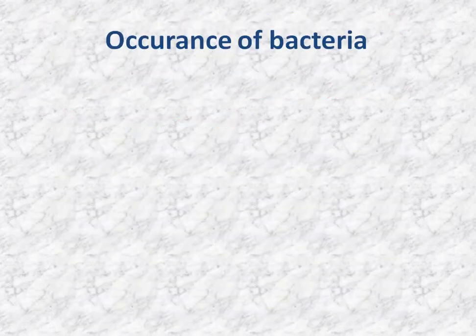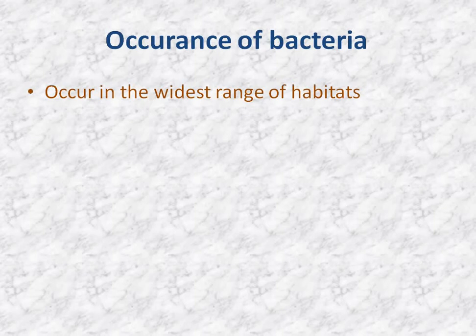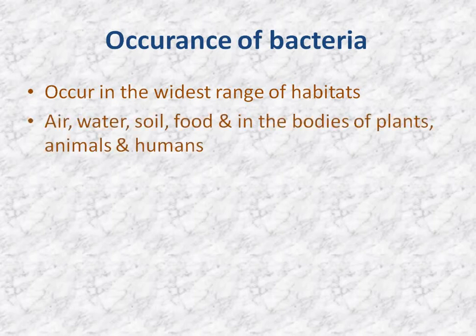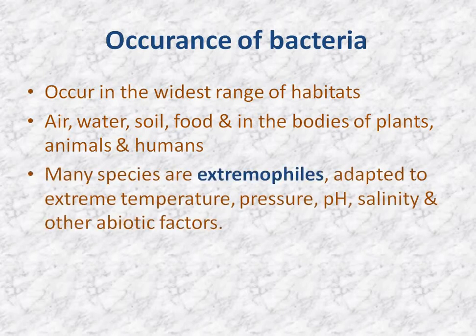Now the occurrence of bacteria. Bacteria, as I told you, are ubiquitous and are present in many different types of habitats: in air, water, soil, food, and even in or on the bodies of plants, animals, and humans. Many species, just like archaea, are also extremophiles, meaning they can live in extreme temperature, pressure, pH, saline environments, and other abiotic or non-living environments.